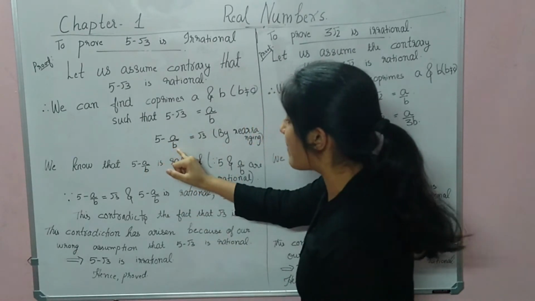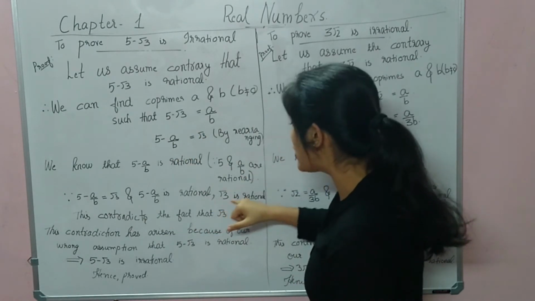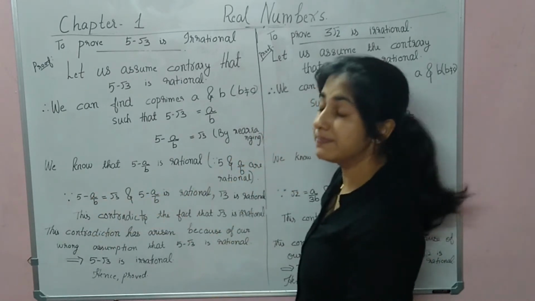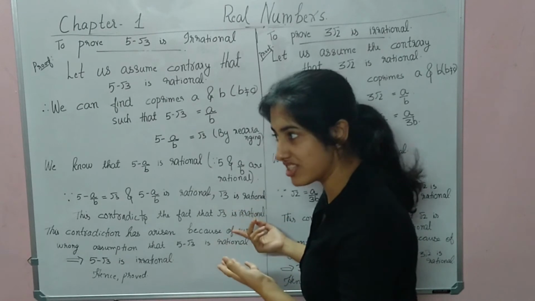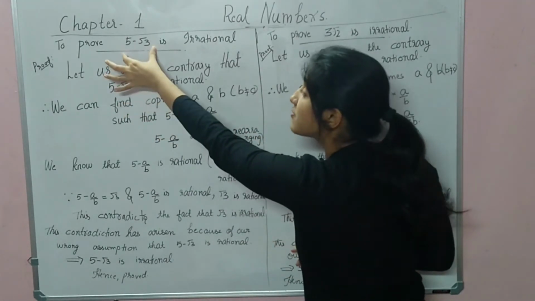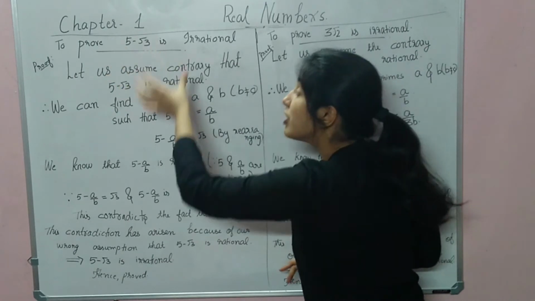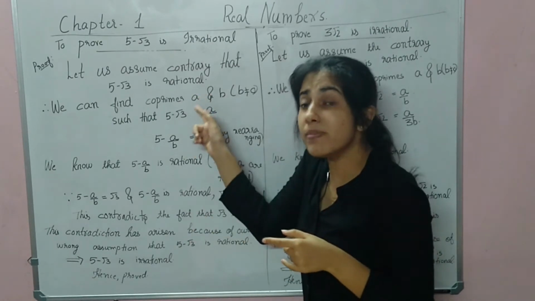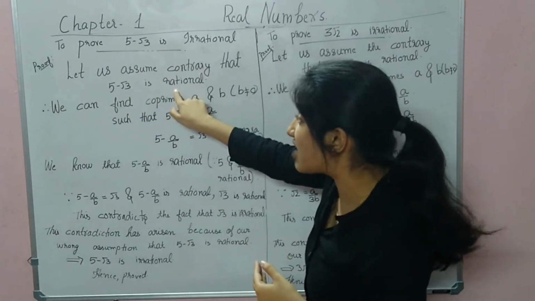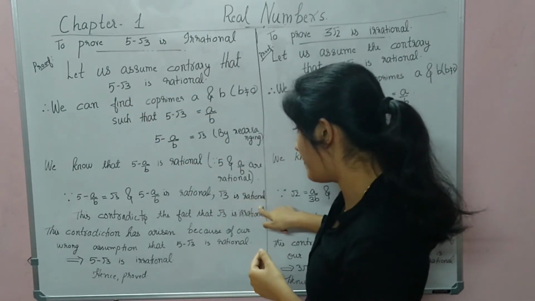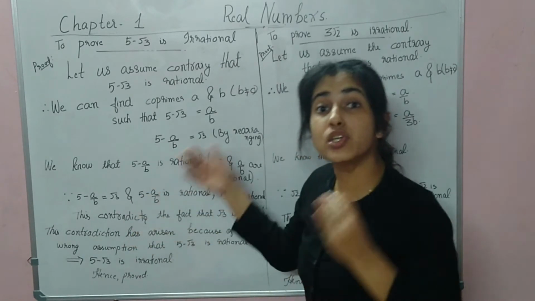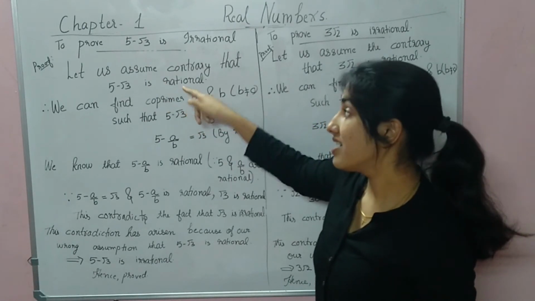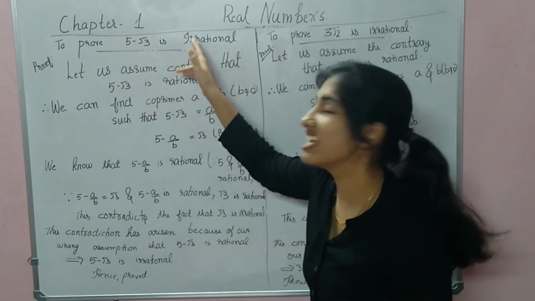So 5 minus a by b equals root 3 implies that root 3 is rational because 5 minus a by b is rational. But we know that root 3 is irrational. So when we assumed that 5 minus root 3 is rational, we got a contradicting statement that root 3 is rational. This contradiction has arisen due to our wrong assumption that 5 minus root 3 is rational, which means 5 minus root 3 is irrational.